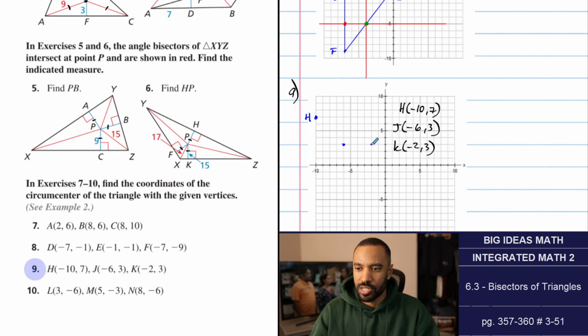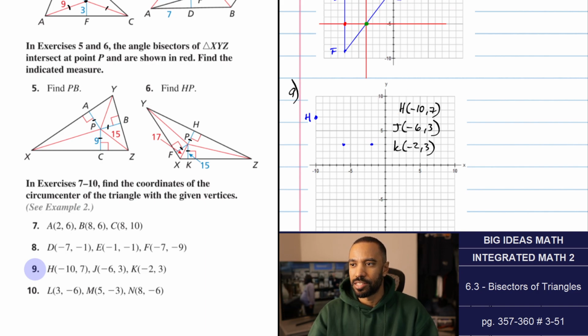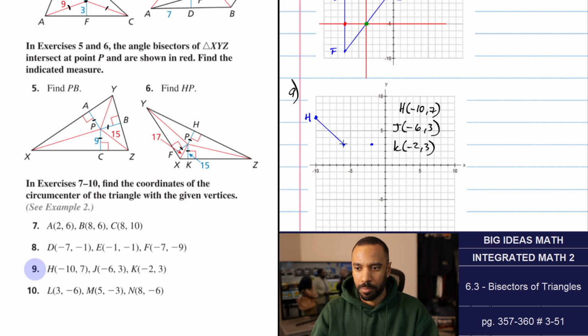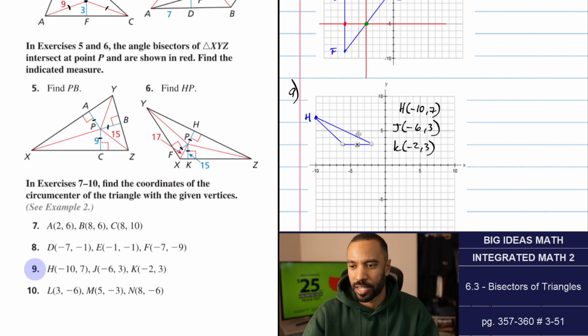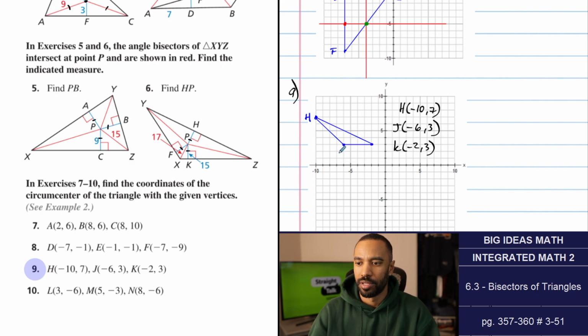Now, this is not a right triangle. In fact, it's an obtuse triangle. I got to label these other sides here. But it's an obtuse triangle, which means the circumcenter will be outside of the triangle. That's the nature of how these perpendicular bisectors will show up. So get ready for that.